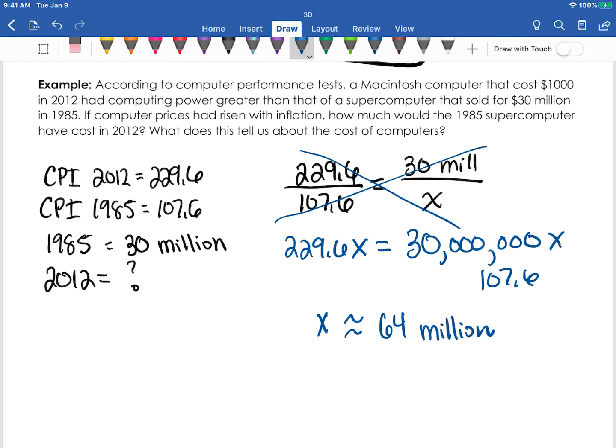So if computer prices went up with inflation, the computing power of a 1985 supercomputer would have cost $64 million in 2012. But now we know that if we go into an Apple store or we buy a Dell online, we can get a laptop for $2,000 or less. So this really didn't rise with the rate of inflation. The cost of computers has really gone down with time. So you can see that not all products rise and fall exactly with inflation. These values are just estimates.